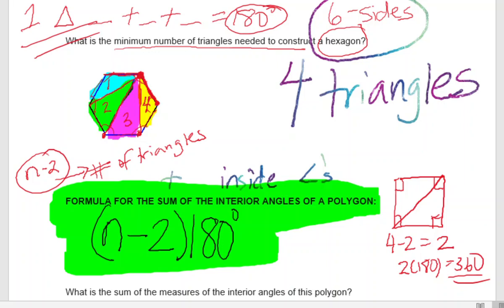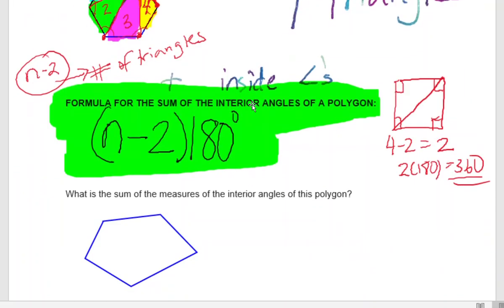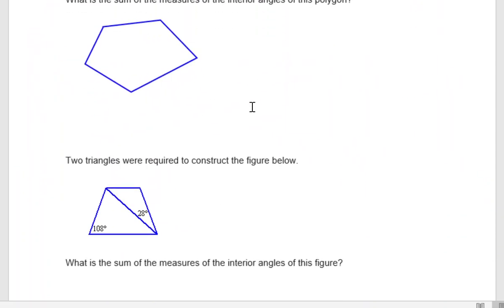In a 10-sided polygon, we call that a decagon. 10 minus 2 is 8. 8 triangles would be constructed to make up the entire decagon. Here are 2 more examples.